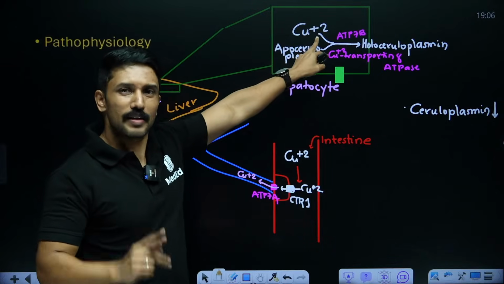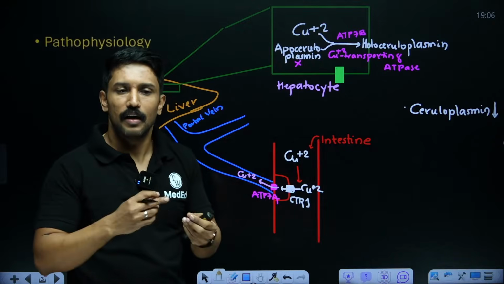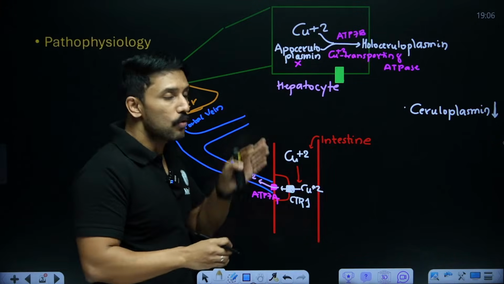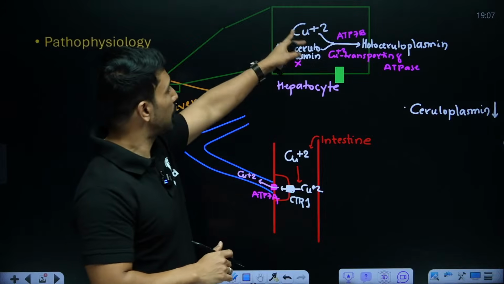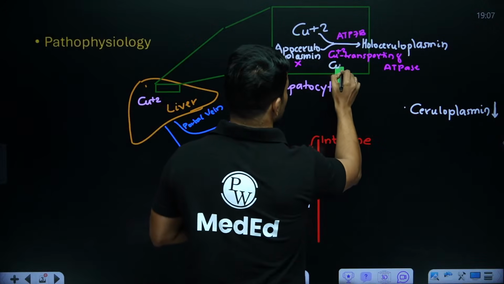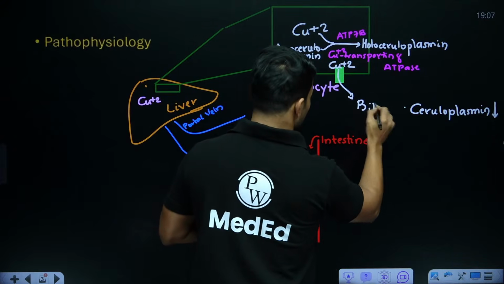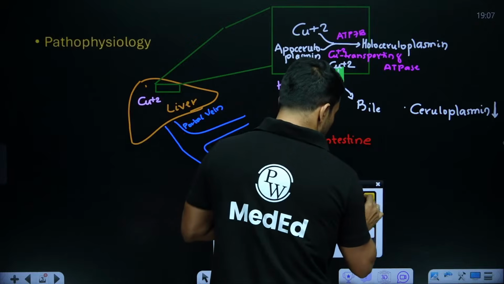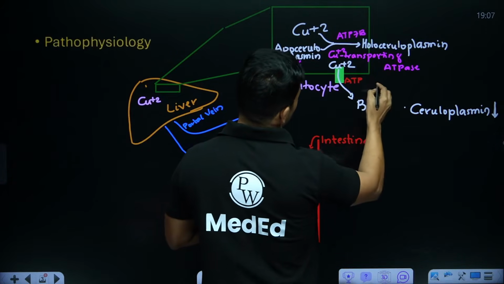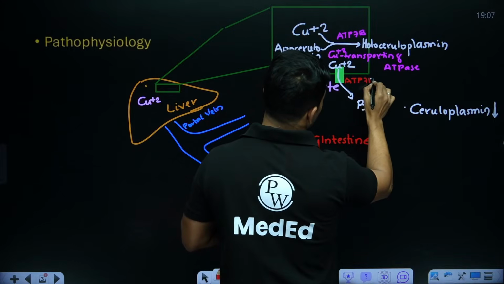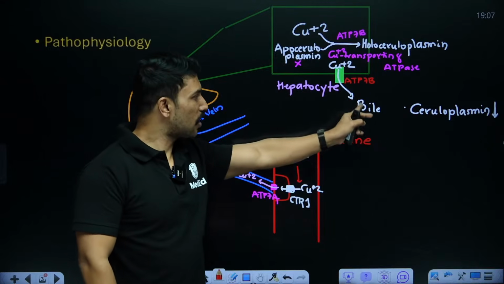Excess copper is toxic to liver cells as well as other cells. So this copper has to be excreted out. How do I excrete? It is excreted in the bile. So I have to secrete it into the bile. This hepatocyte has to push this copper out. So this copper should be secreted out into the bile. And the excretion of this copper is again mediated by the same copper transporting ATPase, or you can say ATP7B. So if it is mutated, what will happen? The free copper will not be excreted in the bile.